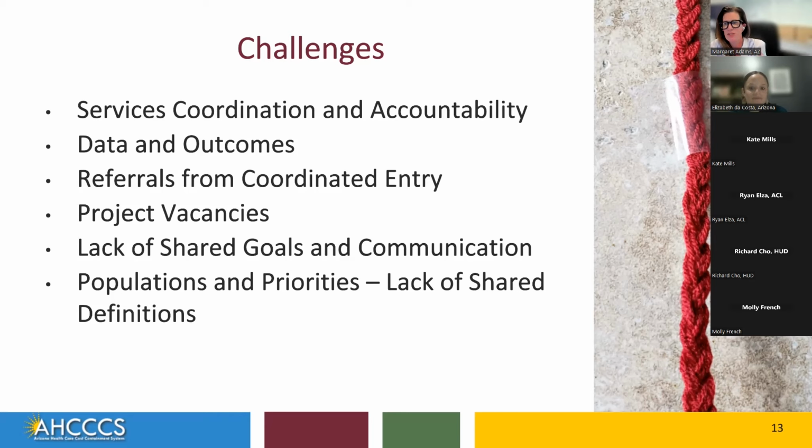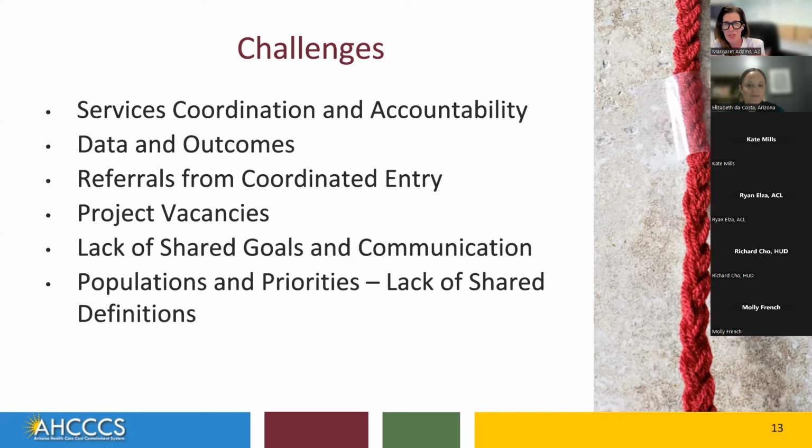And then finally, sharing that population and priorities when we're bringing together different sectors, the Behavioral Health Authority, the Homeless Response System, and the PHA. This was framed up really well, really nicely up front, but we can often use the same words and mean something totally different for each entity.